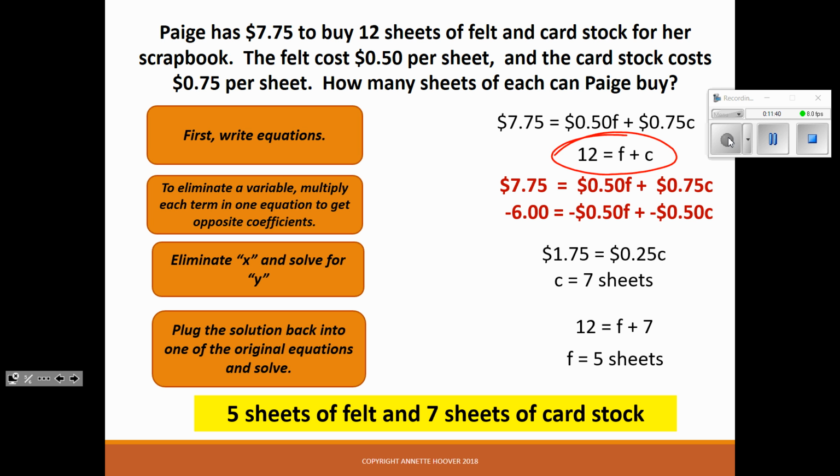So you had to write the equation, one equation based on the cost, one equation based on the number. Then to solve by elimination, I had to create opposite coefficients right here. And then I solved the way we've been discussing.